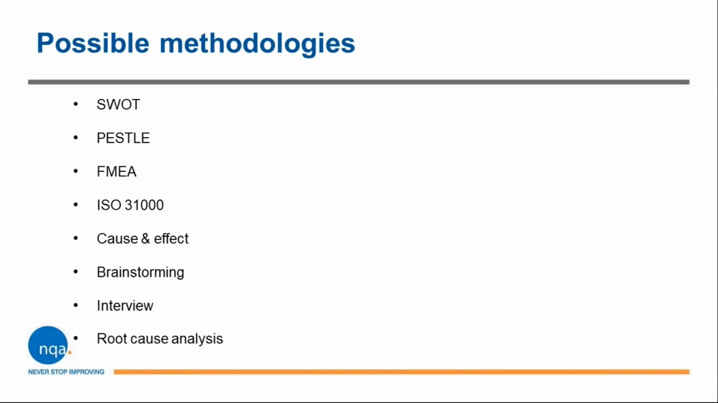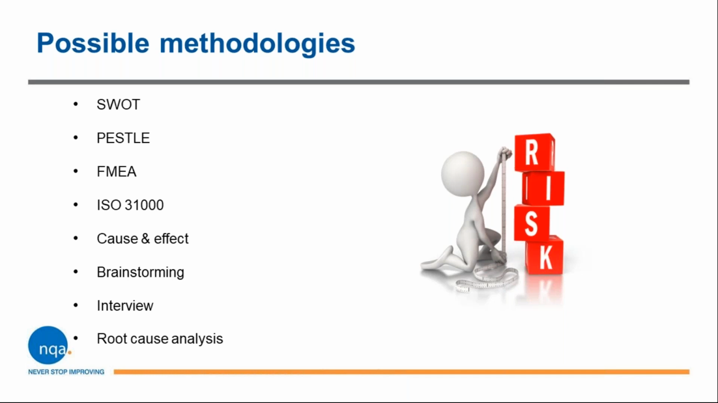Cause and effect, pretty straightforward there. Brainstorming, again getting people involved in the whole thing. Interviews and root cause analysis. These can all lead to ideas and methodologies for determining risk. Now, it's not an absolute list, and you may have your own ways of doing it, but they're all methodologies that you can employ to establish and measure risk.